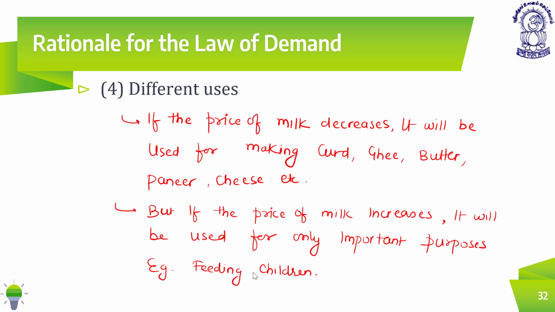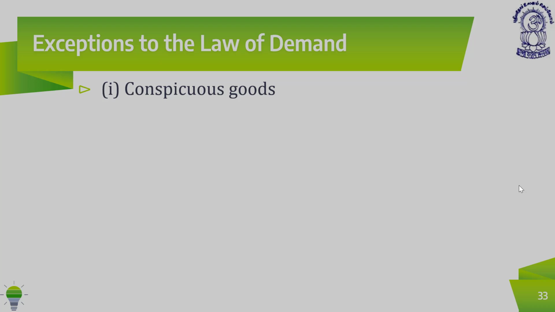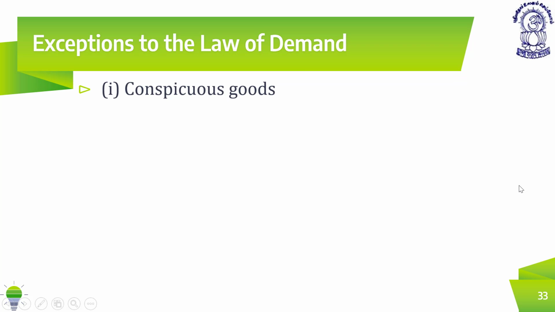Okay, so I believe you must have understood till over here. So rationality of law of demand, we had seen the law of marginal utility. Then we shifted to price effect, that is the substitution effect and income effect. We had seen the arrival of new consumers and at last the different uses of the same product. Let's shift to another topic now, and that is exceptions of law of demand.